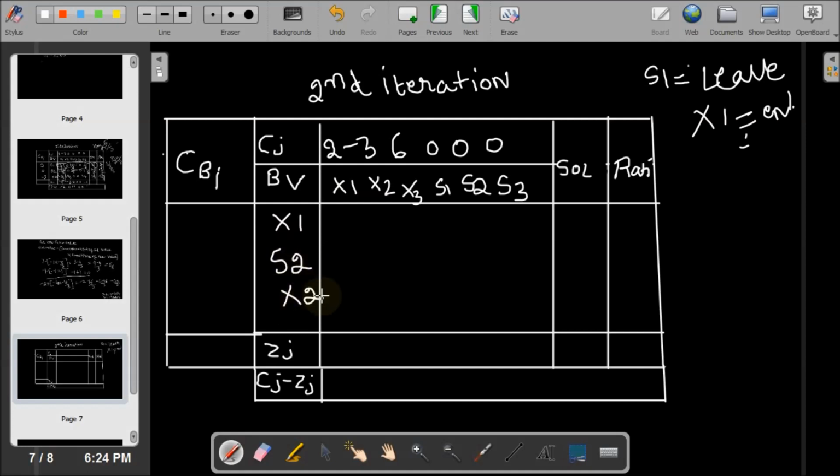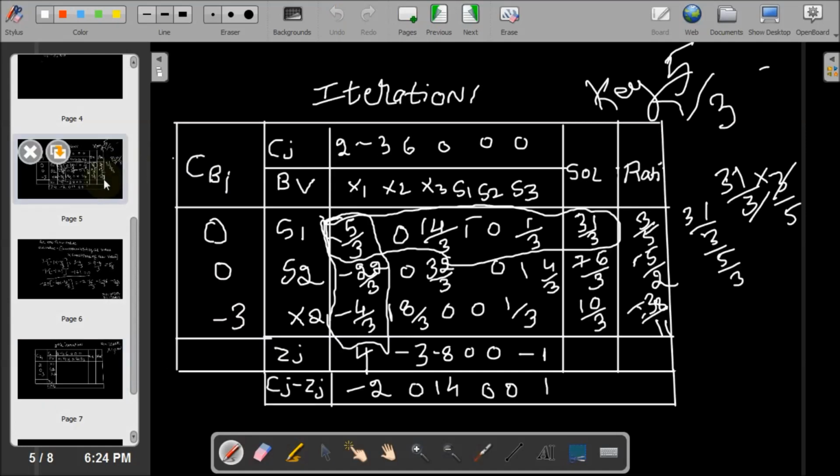Getting, guys? Cost. What is the cost of x1? 2. S2 is 0. What is the cost of x2? Minus 3. Right? Next.